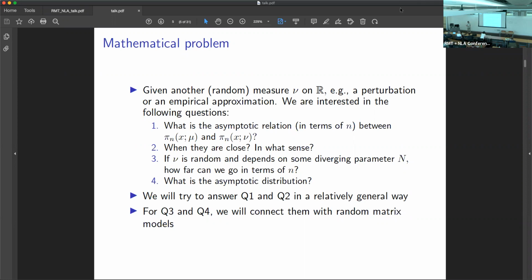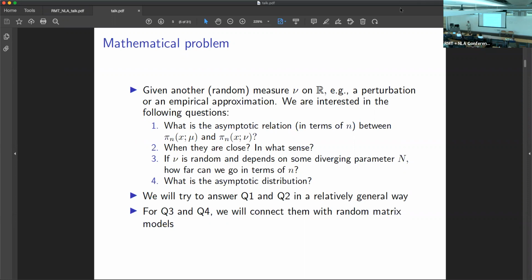In many cases, for example if ν comes from the eigenvalue distribution of random matrices, it could be random. So in this case, you will have another parameter, which is big N. Small n is the degree of the polynomial, and big N is the dimension of the matrix. How far can we go in terms of small n? Can we let small n diverge with big N, or must it be fixed? Finally, if these two are close, what is the distribution? What is the second-order fluctuation?